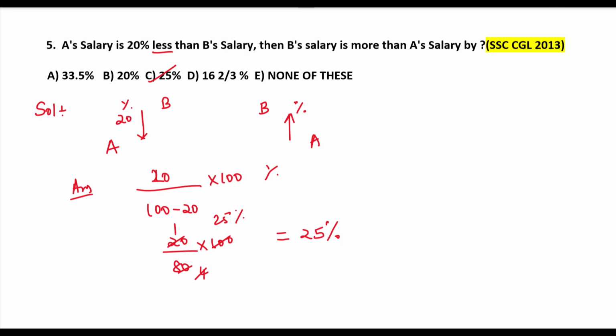The formula used here is A by 100 minus A into 100. Why did I use minus? Because they have told that A's salary is lesser. If it was higher, I would have used plus.